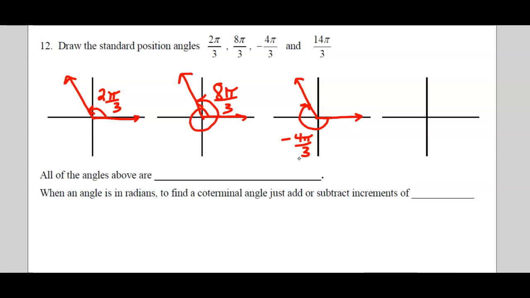Okay, 14 pi over 3. That's more than a rotation for sure, because 6 pi over 3 is the same as 2 pi. So one rotation is 6 pi over 3. Another rotation gets you to 12 pi over 3 plus 2 pi over 3. Same terminal arm.